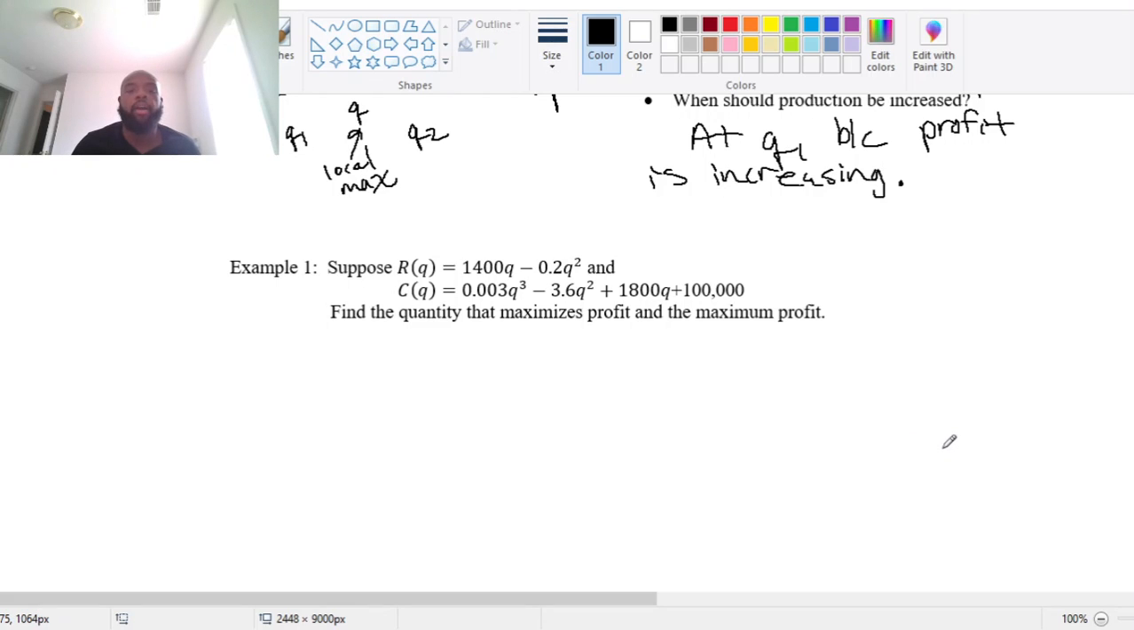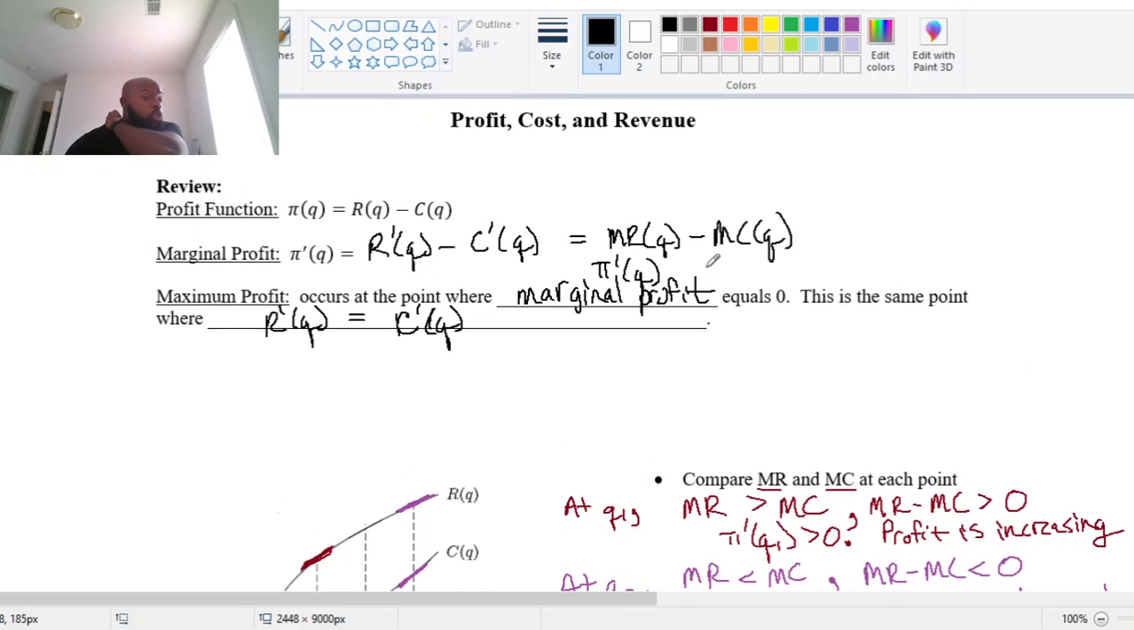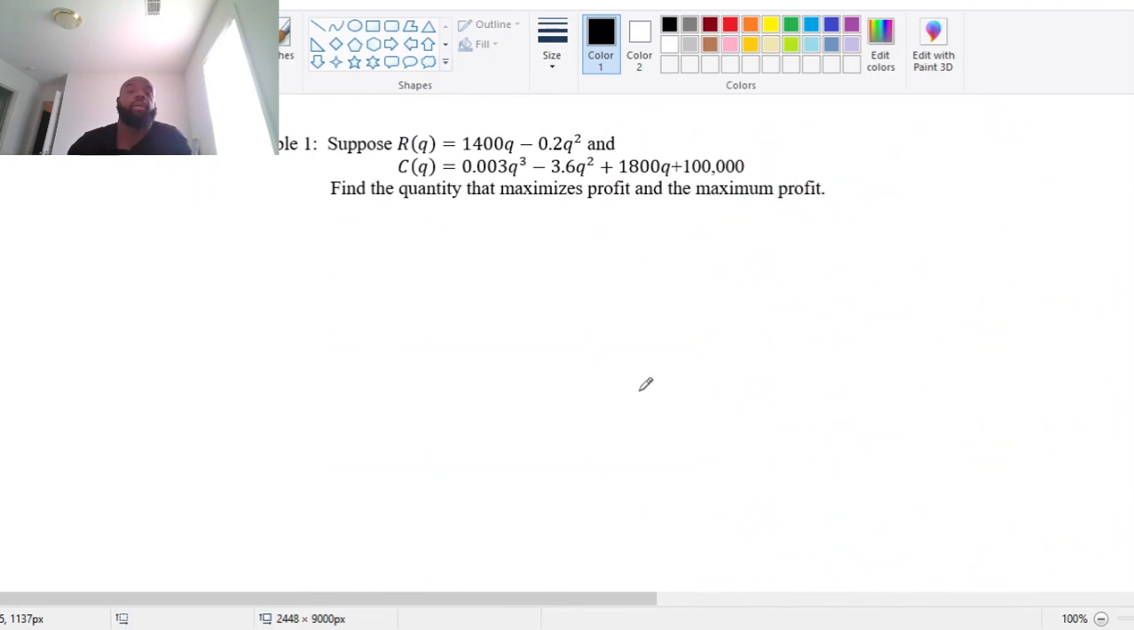It says, suppose R of Q equals 1400Q minus 0.2Q squared, and C of Q equals 0.003Q cubed minus 3.6Q squared plus 1800Q plus 100,000. Find the quantity that maximizes profit and the maximum profit. All right, there are several ways to do this, right? Well, let's just do it this way. I'm going to write my profit function, and I'm going to do my derivative, and I'm going to maximize that.